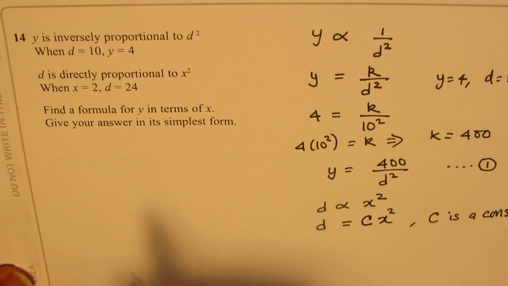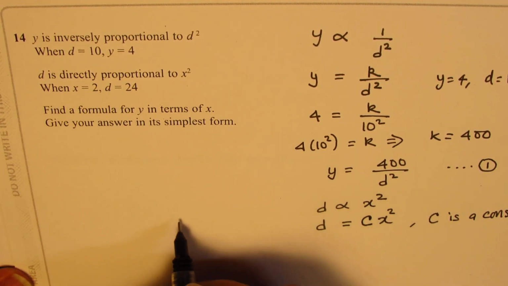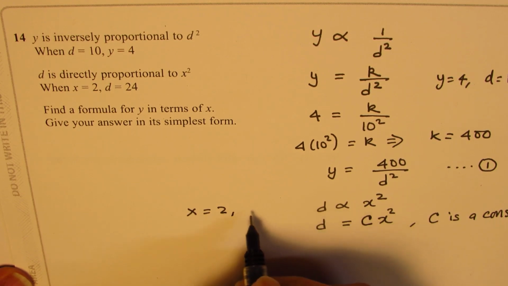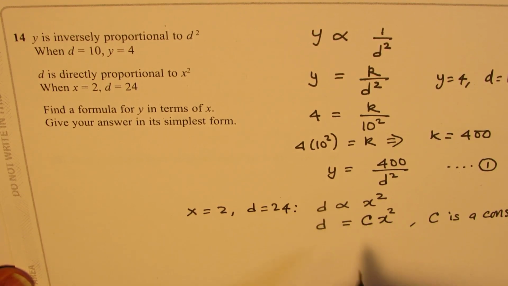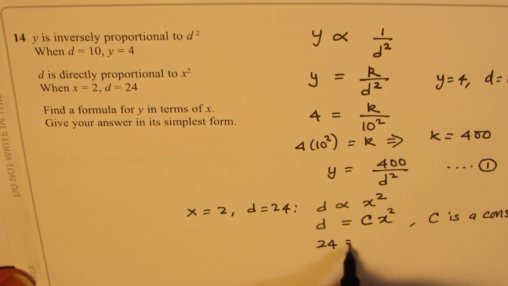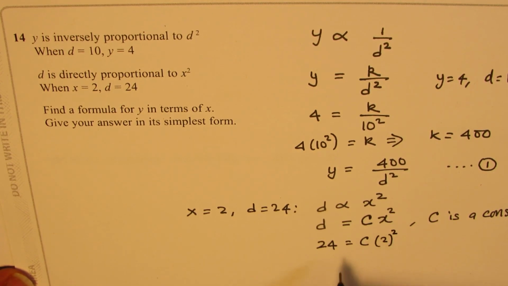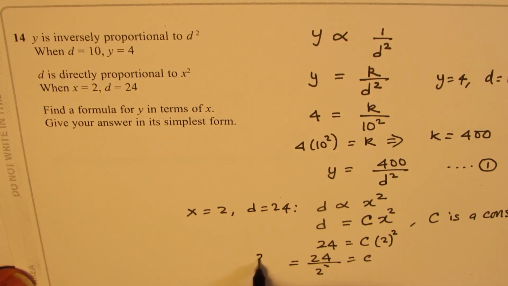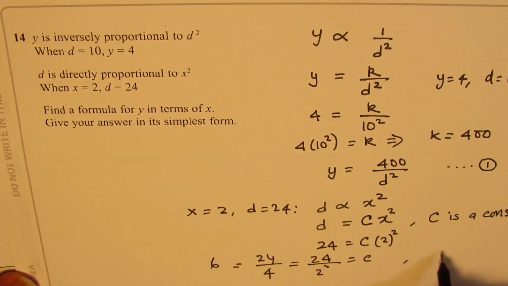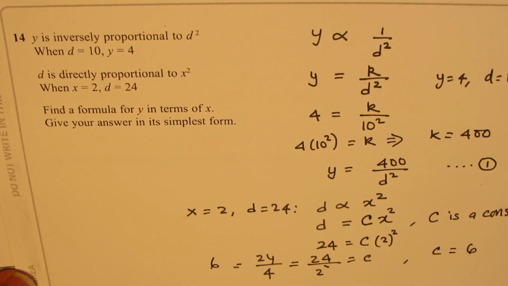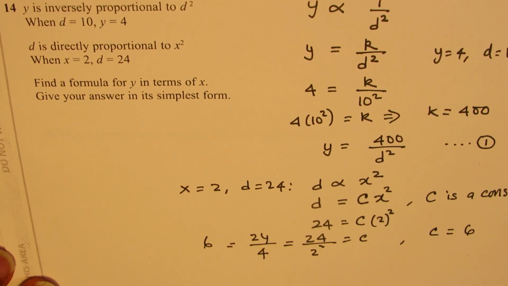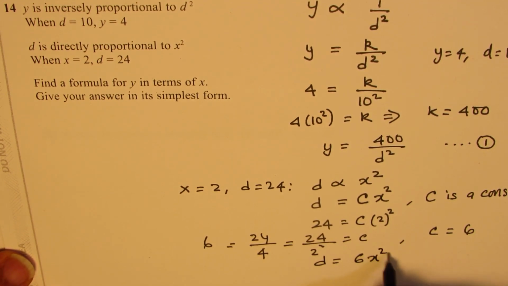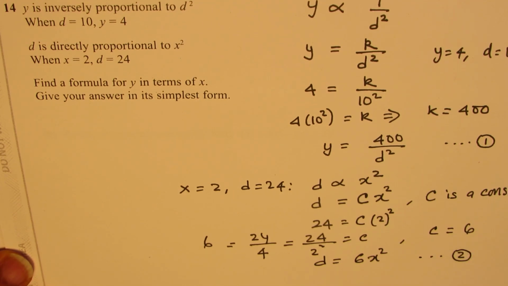We can find the value of c by substituting x equals 2 and d equals 24, right? So d is 24, x is 2. c will be 24 divided by 2 square, which is 24 divided by 4, which is 6. So we get the value of c as equal to 6, right? Now we can write this relation as d equals 6x squared. Let's call this our equation number 2.